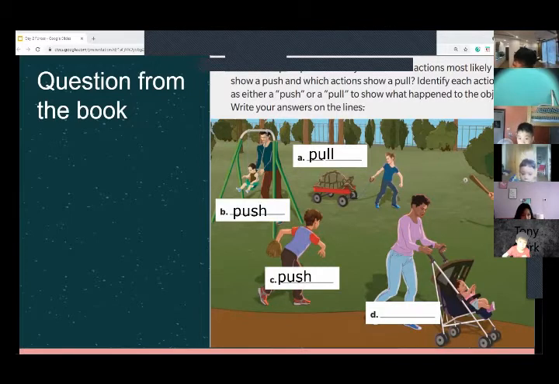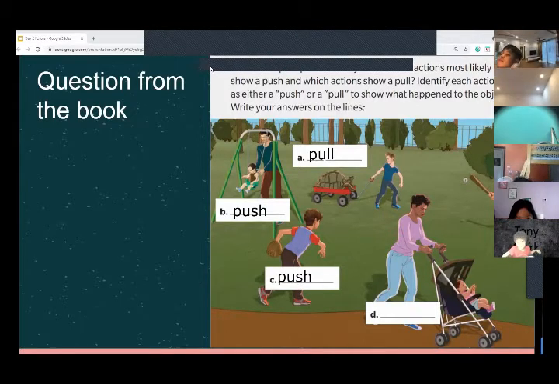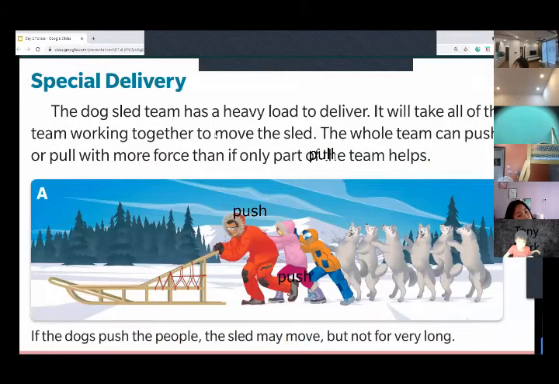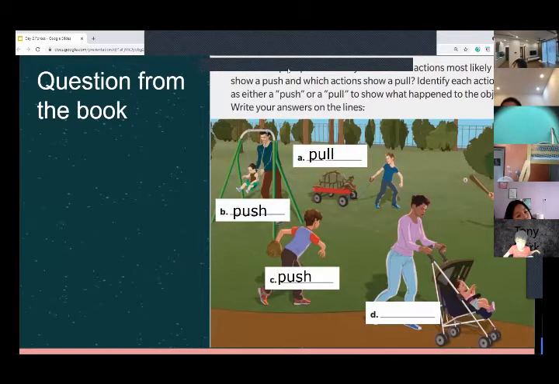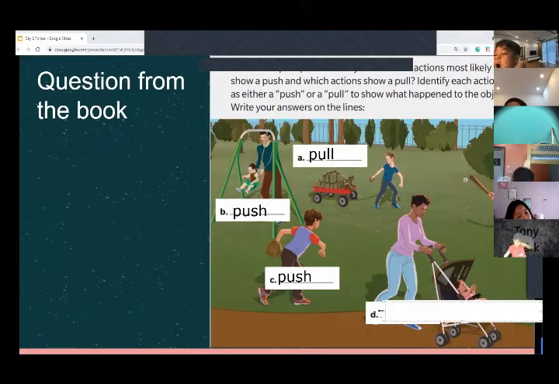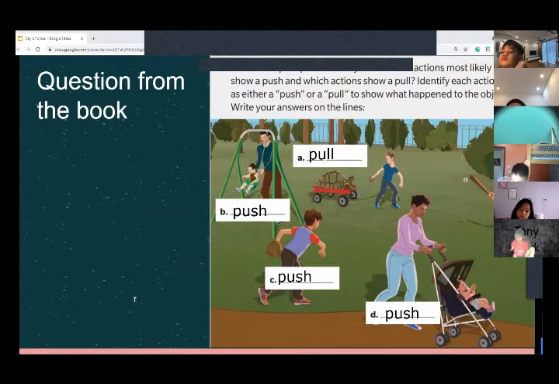Good job. And then let's have Mia. Can you do the last letter for us? D. What's she doing with the stroller? That's called a stroller. What is she doing with it? Is she pushing it or pulling it? Pushing. So we're going to write the word push. She is pushing the stroller. So we'll write the word push. She is pushing a stroller.